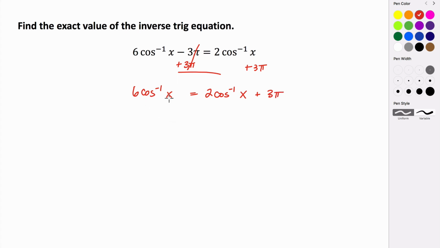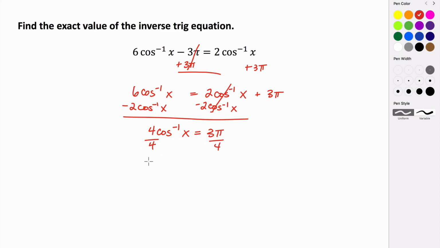Now, because these both have the same argument, we can treat them as like terms. So we can subtract 2 inverse cosine of x from both sides, and those will cancel. 6 minus 2 is 4. So we have 4 inverse cosine of x equals 3 pi. Divide both sides by 4, and we get that the inverse cosine of x is equal to 3 pi over 4.